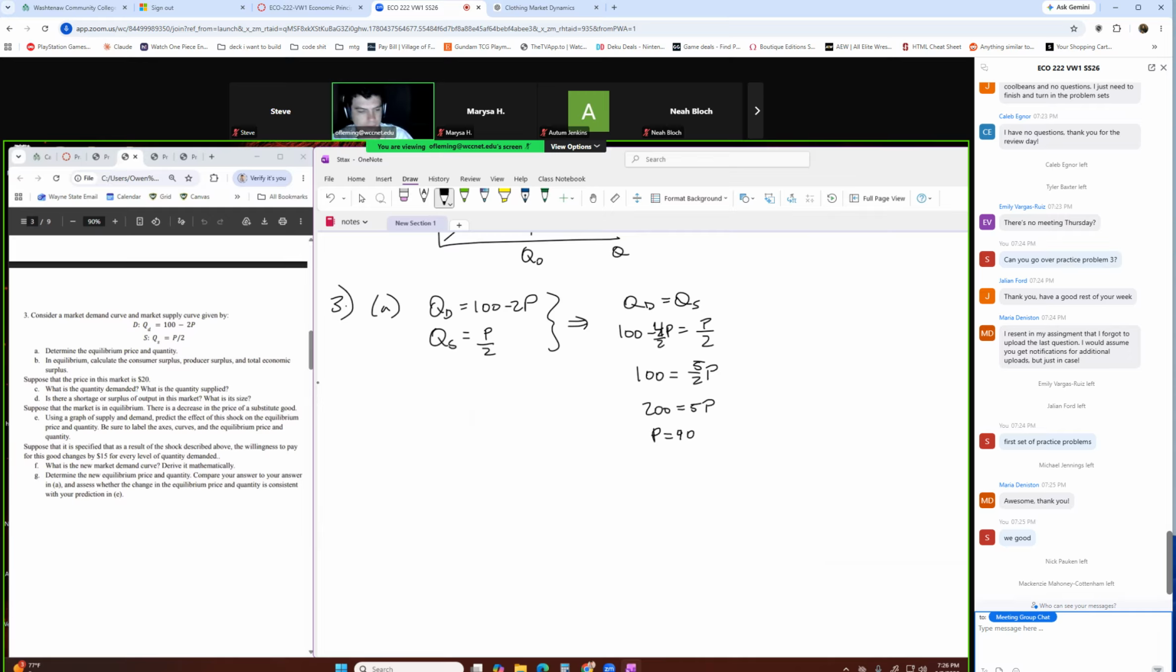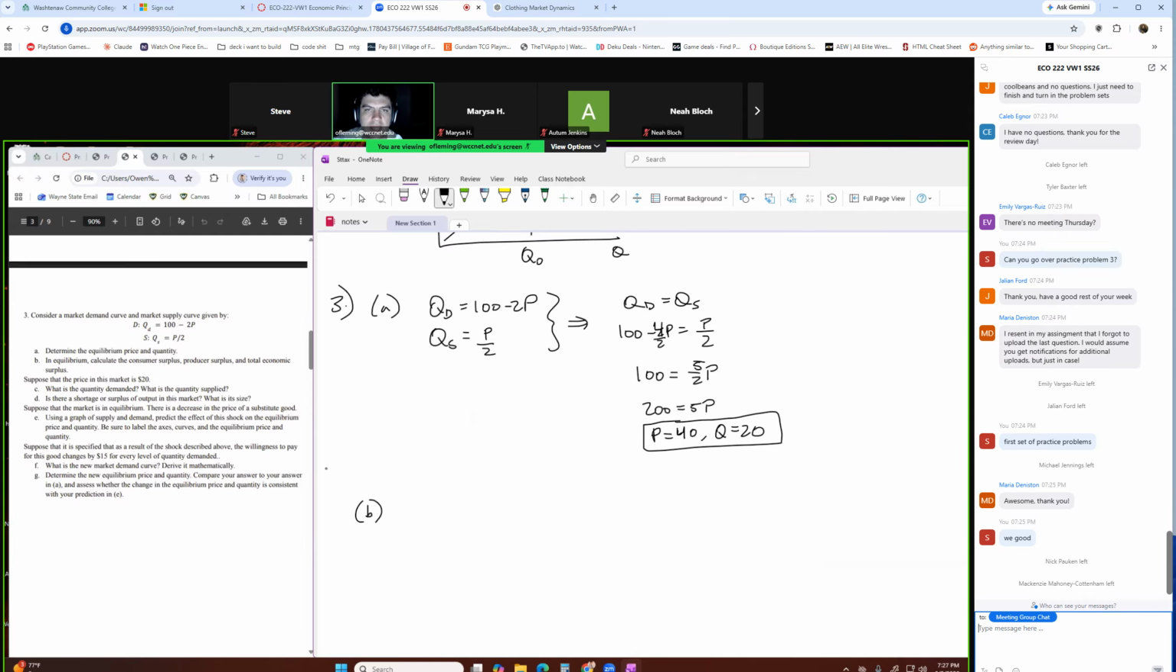So p is going to equal 40. And then if I plug 40 into either of these, you'll see it's 100 minus 80 or 40 over 2, both of which are 20. So Q equals 20. Okay, so this is A. That's the equilibrium price and quantity. Okay. B, I say in equilibrium, calculate the consumer surplus, producer surplus, and total economic surplus.